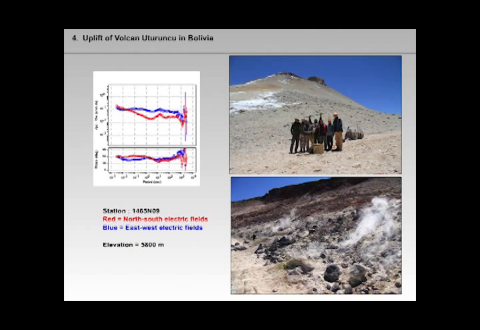Well, here's an interesting station. This, I believe, holds the current altitude record for MT. We were able to drive to 5,800 meters on the volcano and put a station here. This is actually one of the easier ones we put in because it was in volcanic soil and ash. But again, thanks to the Bolivians, they do a lot of the hard digging at high altitude. These are near the summit of the volcano, and right next to a fumarole field we can see very low resistivities, 0.1, 0.01.